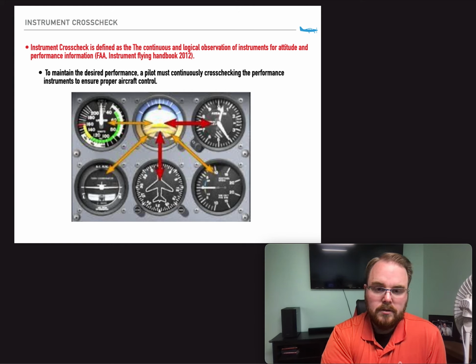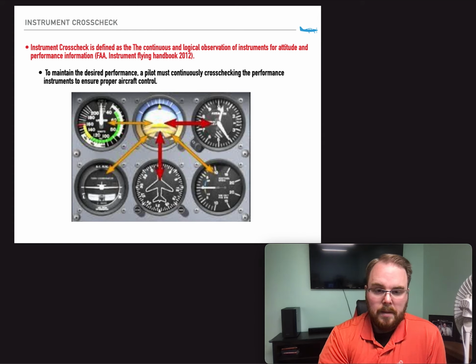So what is an instrument cross-check exactly? It's defined as the continuous logical observation of instruments for attitude and performance information. That's straight from the FAA. So the goal is to maintain the desired performance. So a pilot must continuously cross-check the performance instruments to ensure proper aircraft control, right?